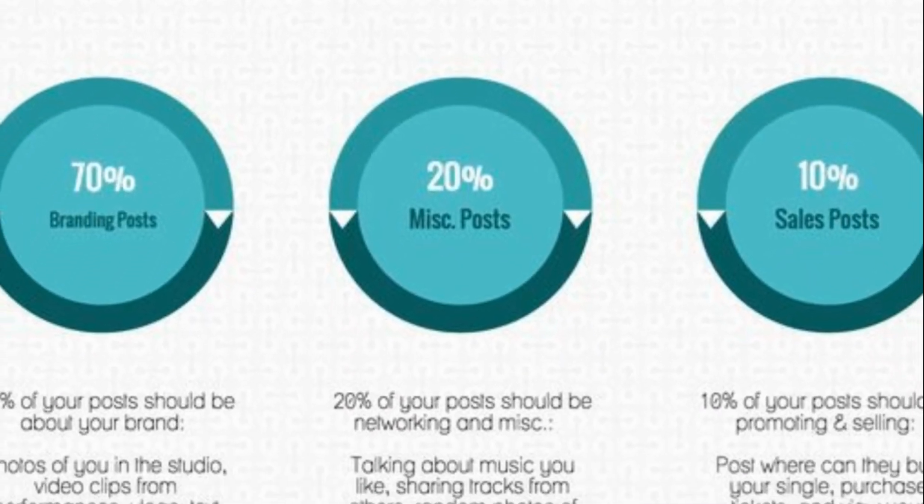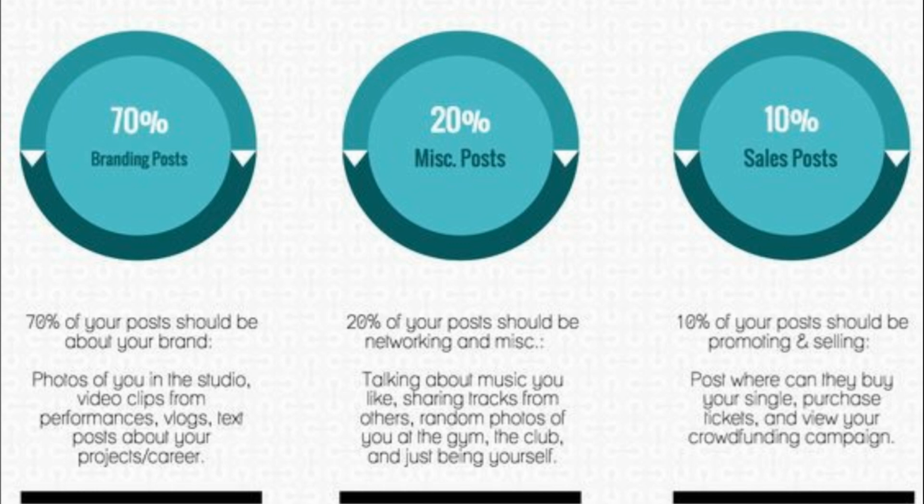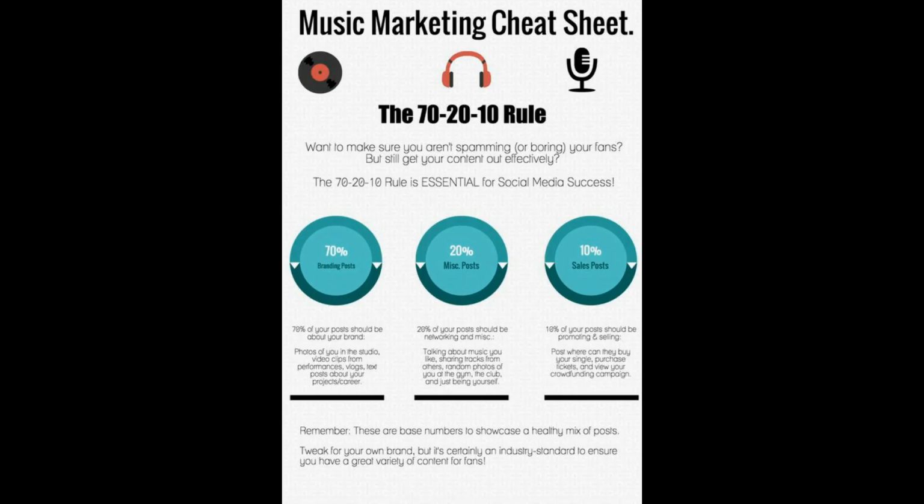The first part says 70% branding posts. So 70% of your posts should be about your brand. Photos of you in the studio, video clips from performances, vlogs, text posts about your projects and career. Which makes sense because that's really what you want to get out there. 20% of your posts should be networking and miscellaneous. Talking about music that you like, sharing tracks from others, random photos of you at the gym, the club, or just being yourself. And then 10% of your posts should be sales posts. It says 10% of posts should be promoting and selling. Posts where they can buy your single, purchase tickets, and view your crowdfunding campaign. So things like that, basically.